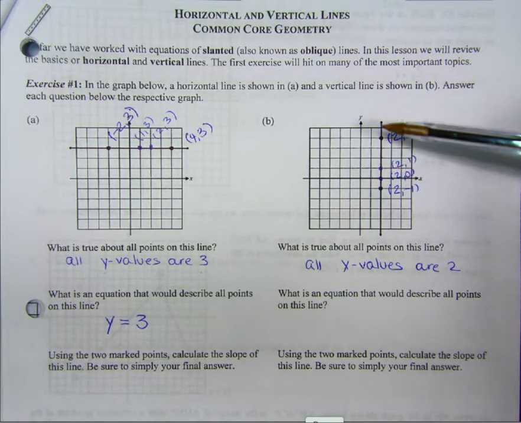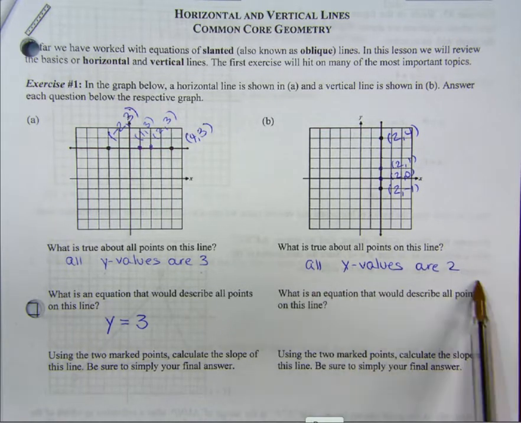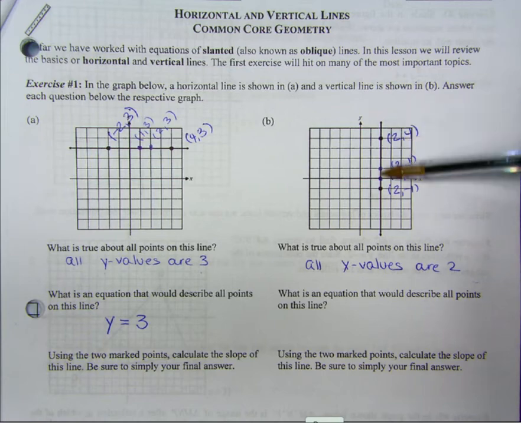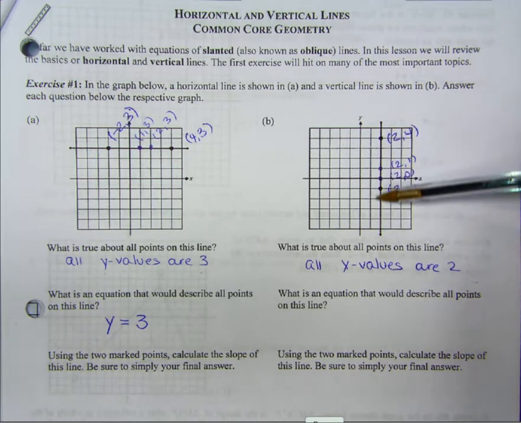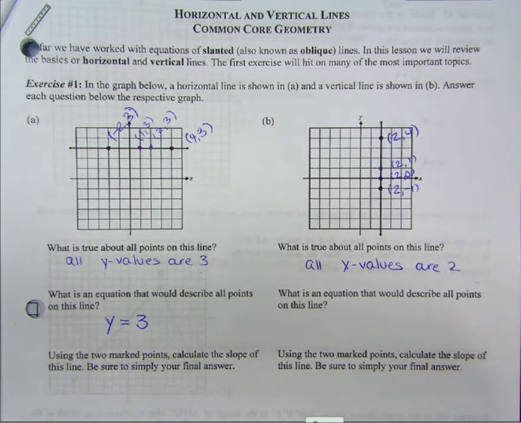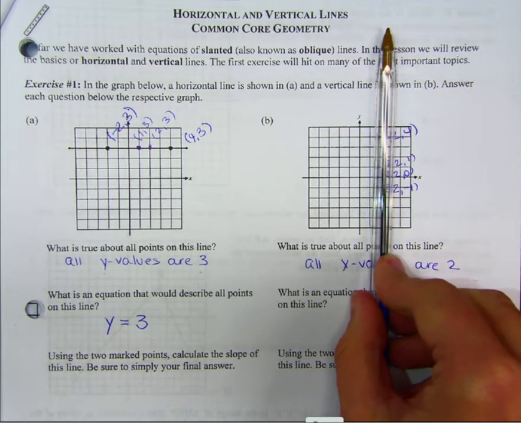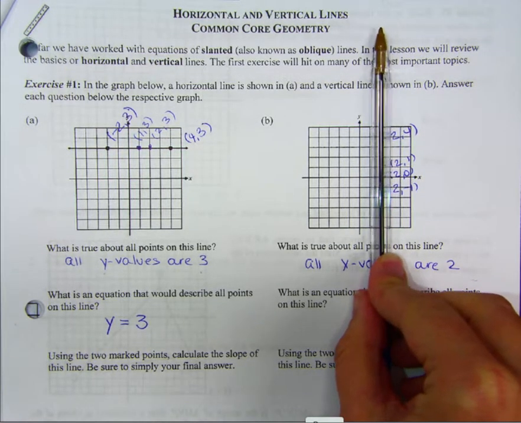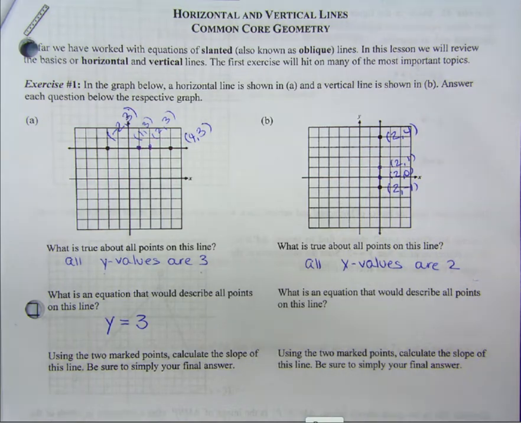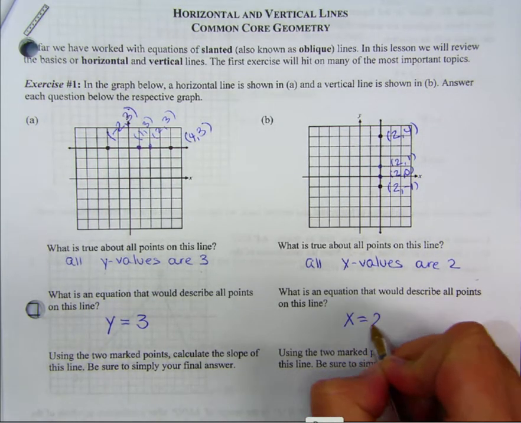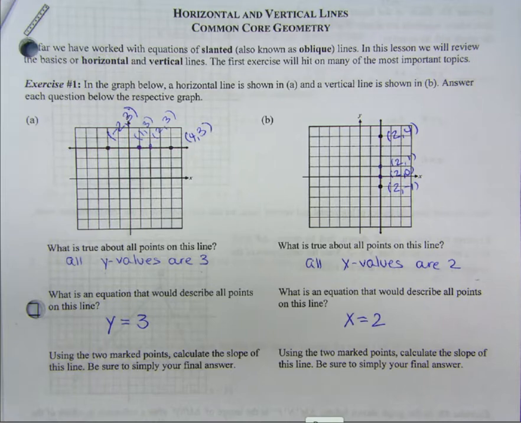And then the same thing with our vertical line. If all the x values are 2, then every single point on this line is going to have an x value of 2. If we look at the graph, the line only hits the x-axis, it never hits the y-axis, and it hits the x-axis at 2. So the equation of this line is x = 2. It doesn't matter what the y value is, the x value is always going to be 2.